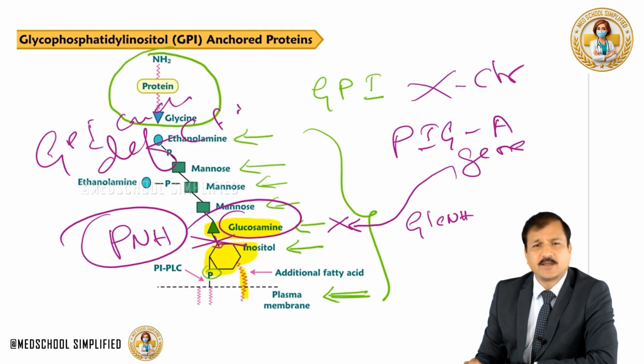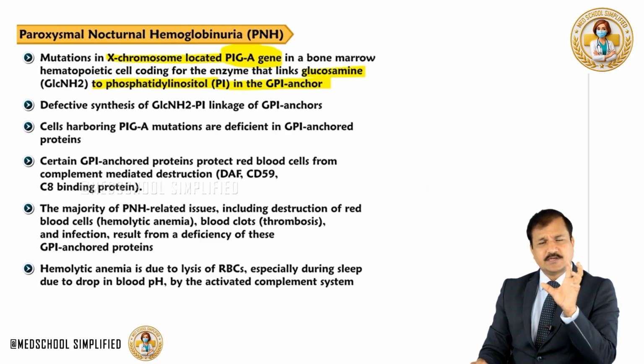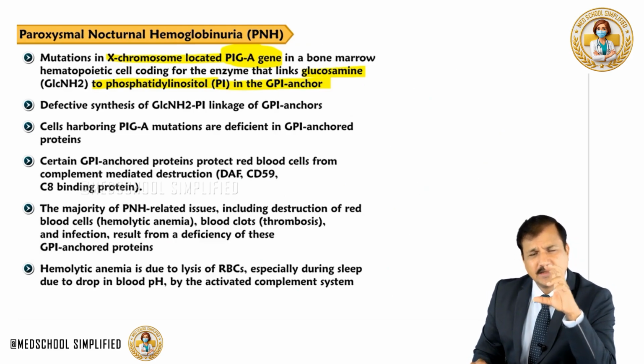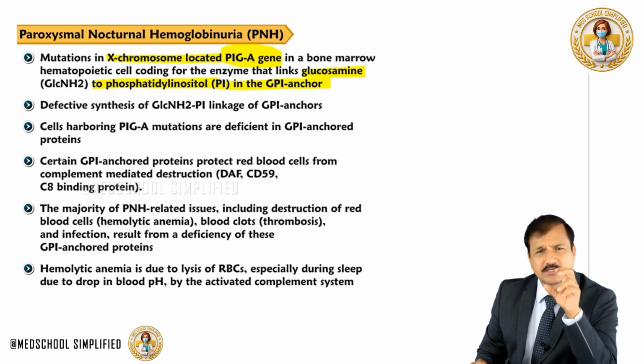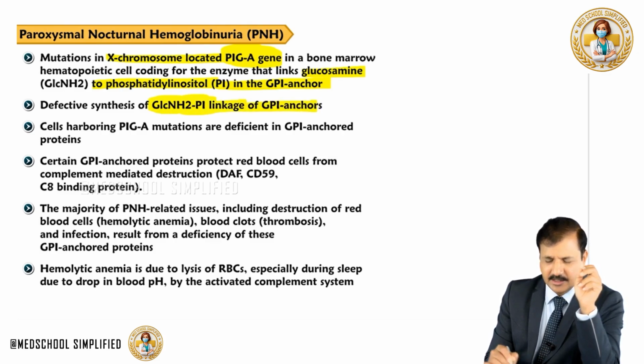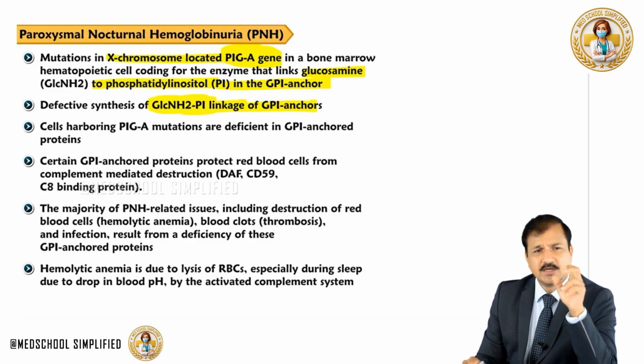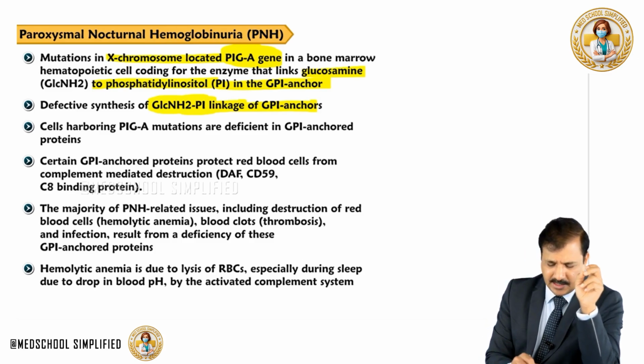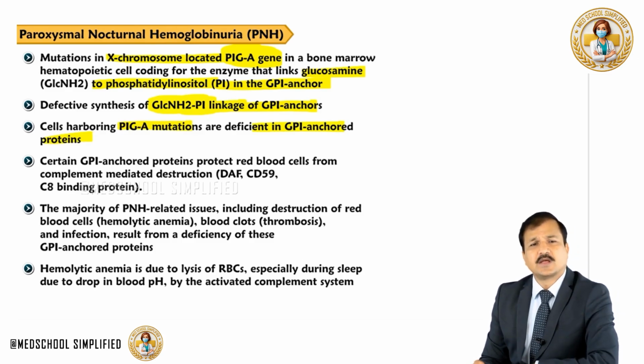And that is the pathology that you see in paroxysmal nocturnal hemoglobinuria. So now I have explained to you what the defect in paroxysmal nocturnal hemoglobinuria is: because of mutation in the PIGA gene, it is the defective synthesis of glucosamine with phosphatidylinositol linkage in making GPI anchors. So, cells harboring PIGA mutation are deficient in GPI anchored proteins.